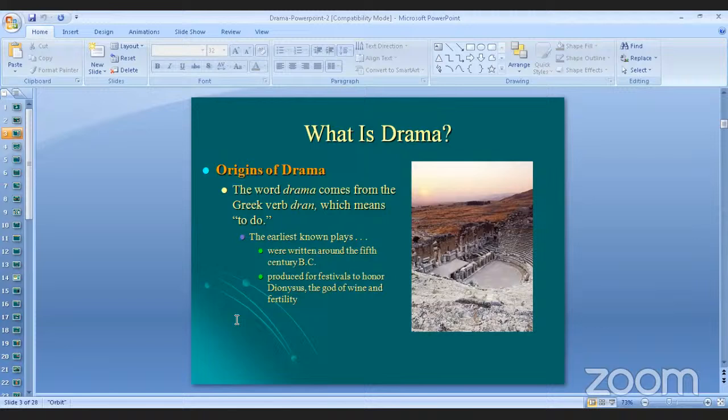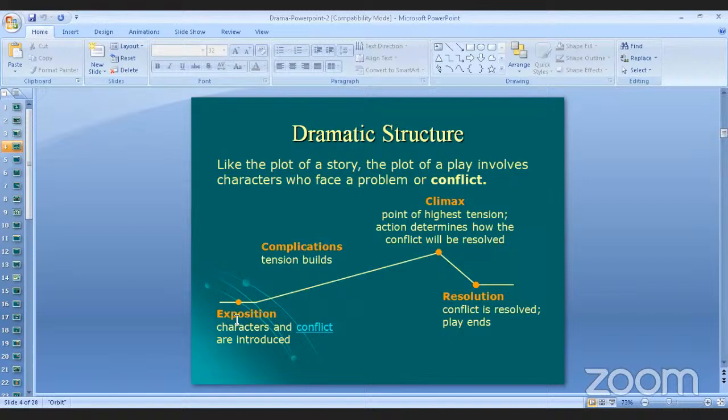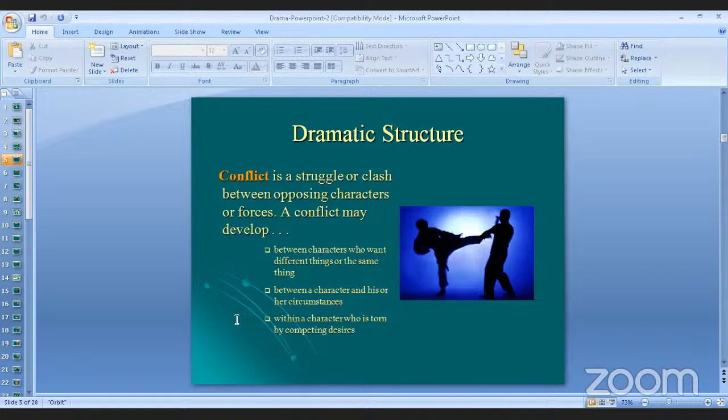We also know the dramatic structure. I discussed it in the first session itself, where it's kind of an inverted curve, where you have the exposition, the starting, the intro, and then we have the rising action, then the climax, and the falling action, then the resolution, and then the denouement or the end thing which comes in, right? Then conflict, as we all know, it's all about that. I'm just giving you a brief overview of the elements of drama, right?